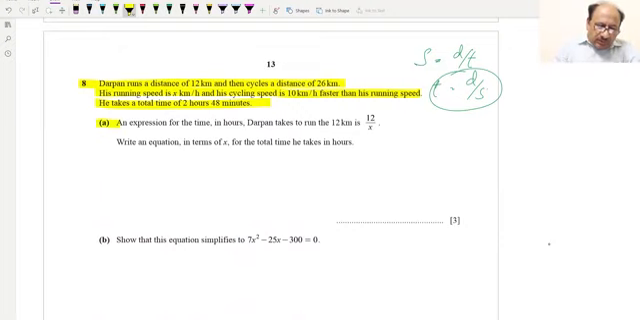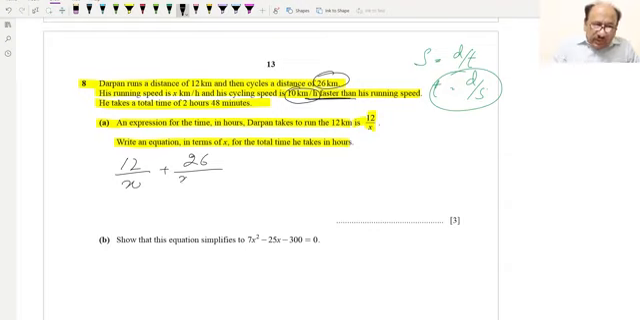So for part A, an expression for the time in hours that he takes to run the 12 kilometers is 12 by x, right? And the equation in terms of x for the total time he takes in hours: 12 is the distance and this is the speed. Similarly, the second portion is 26, and the speed is 10 kilometers per hour faster, so it will be x plus 10, and further we can write it equal to 2 hours 48 minutes.